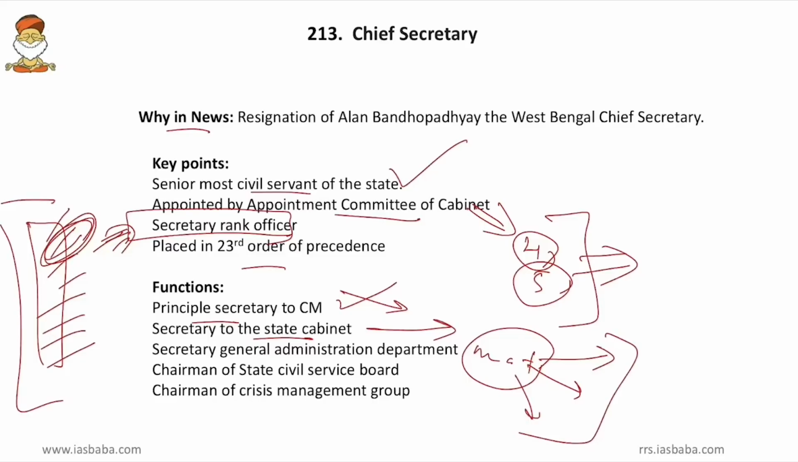Then he is also the secretary to the General Administration Department. So what is the General Administration Department, friends? GAD is the state counterpart of DOPT. What the Department of Personnel and Training is in the center, the General Administration Department is in the state, and the Chief Secretary is the secretary of this department as well.